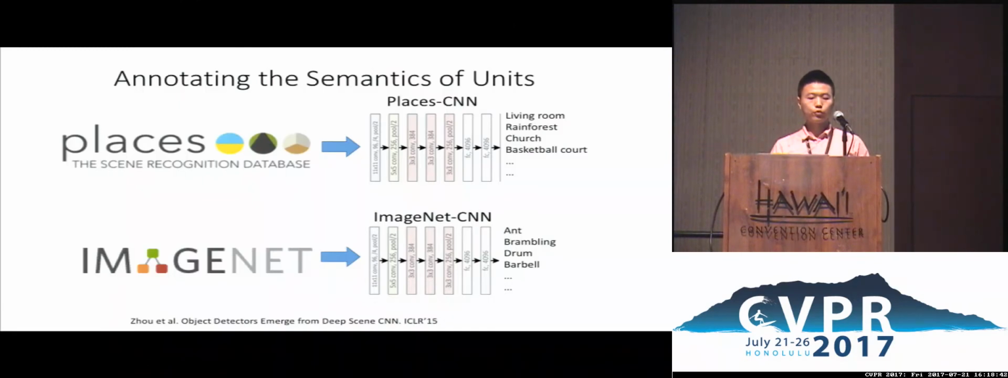We have some previous work to annotate the semantics of units for different networks. Here we train AlexNet on Places. For those of you who don't know Places, Places is a large-scale image database for scene classification. The output of this network trained on Places will tell you the scene category or the environment of the given image. We also train AlexNet on ImageNet. So we have the Places-CNN and the ImageNet-CNN. Both of those networks are trained from scratch. This gives us the opportunity to analyze the internal representations of neural networks.